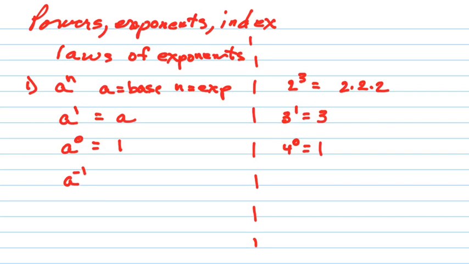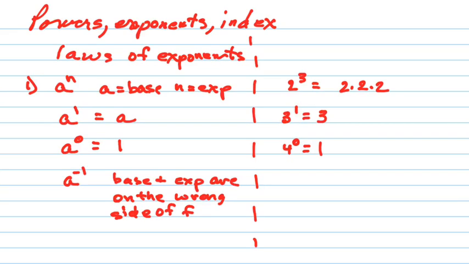Negative exponents give people some trouble. If you see a negative exponent, what that should be telling you is that the exponent and the base are in the wrong place. Okay? It literally means the reciprocal of. Do you remember what reciprocal is? Reciprocal kind of means you're going to flip it over, but it really doesn't. So what it tells you is the base and exponent are on the wrong side of the fraction bar.